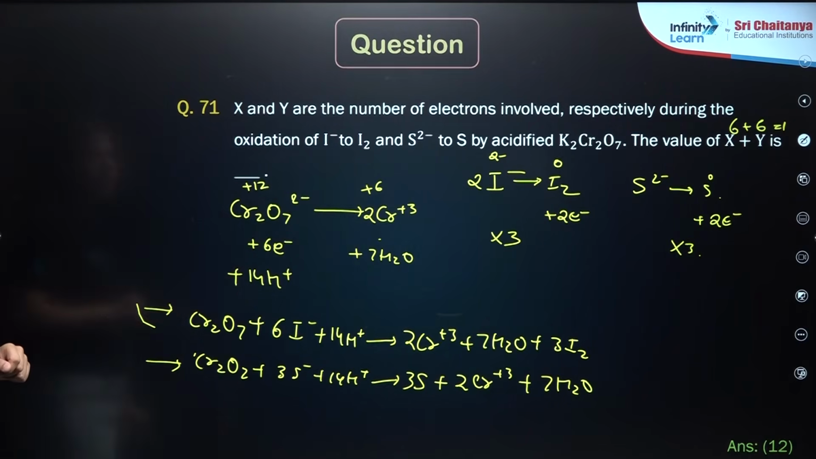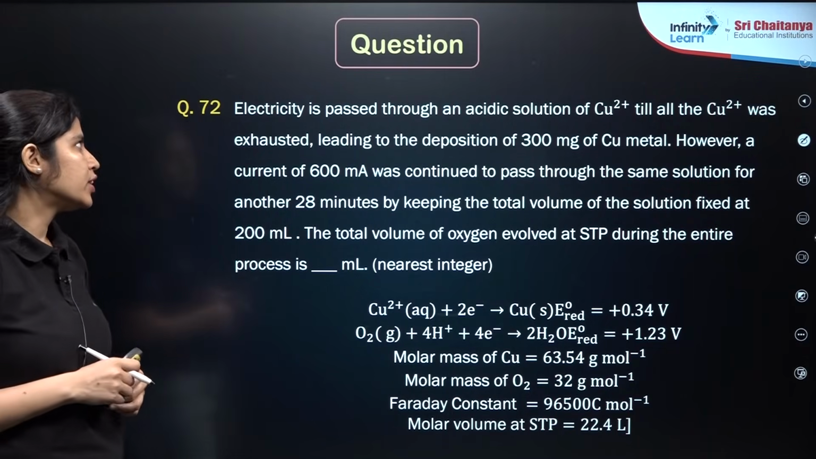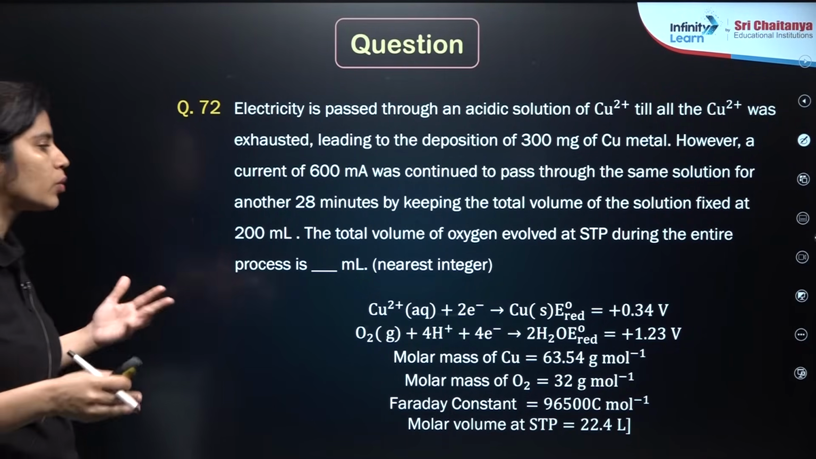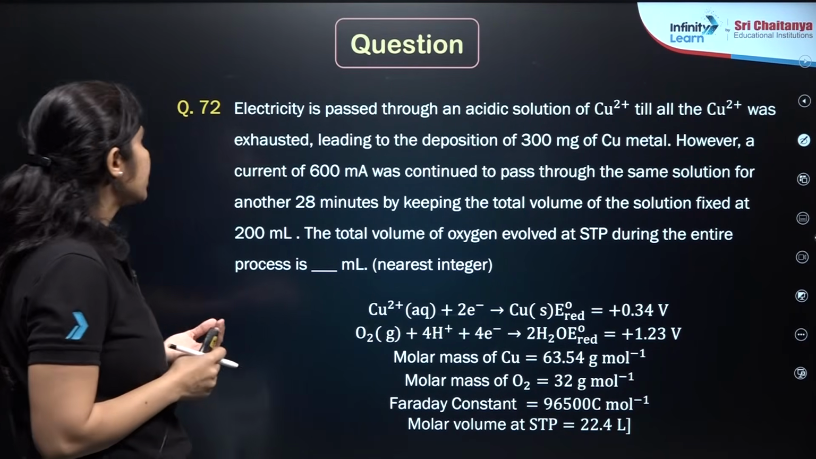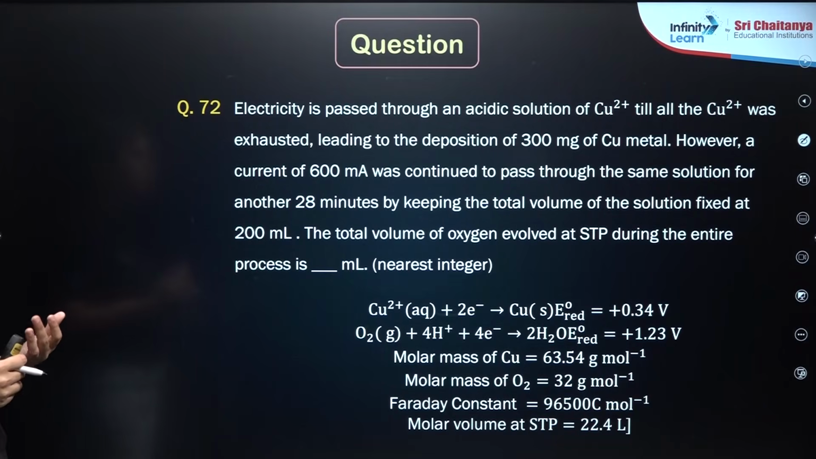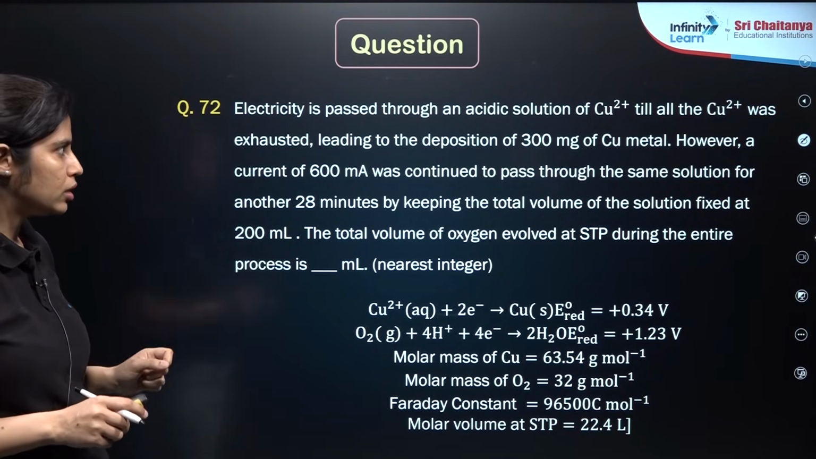Let's look at the next question, question number 72. Question number 72 is electricity. This is a pretty longer question that has been given, but the solution is quite easy. Electricity is passed through an acidic solution of copper plus 2 till all the copper plus 2 was exhausted, leading to deposition of 300 milligram of copper metal.